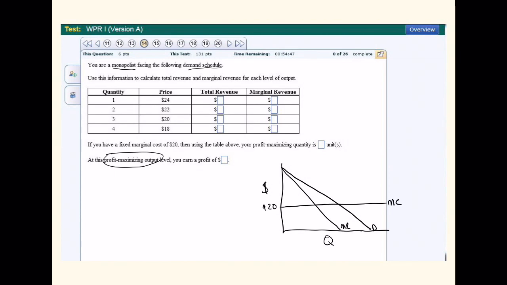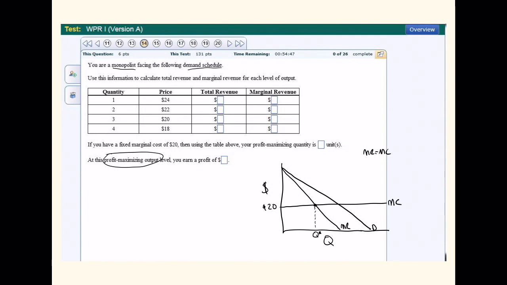So when any firm is optimizing profit, to find their optimal quantity, they're going to optimize where marginal revenue equals marginal cost. So here it would be at this point, we would draw a line down vertically. This would be our optimal quantity.